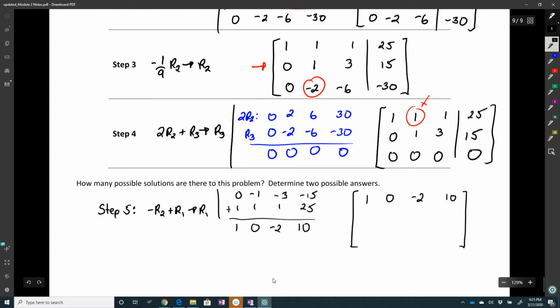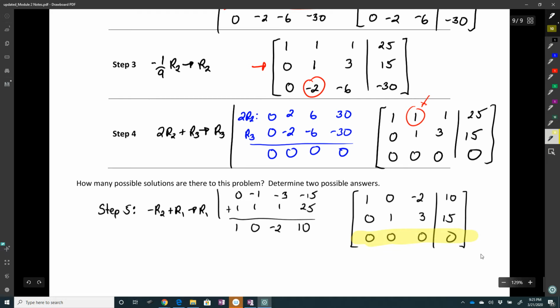0, 1, 3, 15. And then all zeros. So notice that we have infinite solutions, but this is different. I'm going to go through and solve it just like we did the last one.